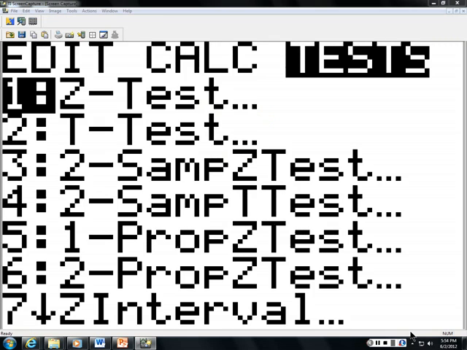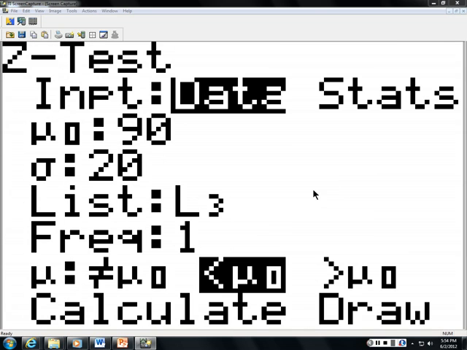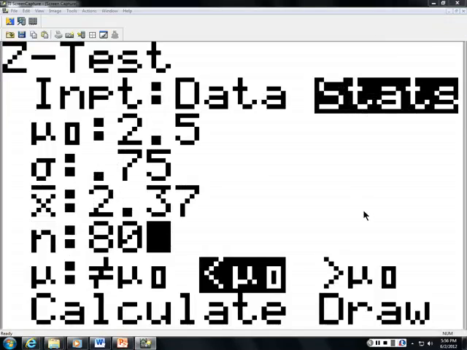So we can check what we just did on our calculator as follows. Notice that I've hit the stat key and moved over here to the tests menu. And right away I'm on number 1, the z-test, so if I press enter, I will get something that looks like this. Now right now it says to input data, but I want to change that to stats. Okay, now stats is highlighted right here, and I've put in my sigma is 0.75, my sample mean is 2.37, my sample size is 80.